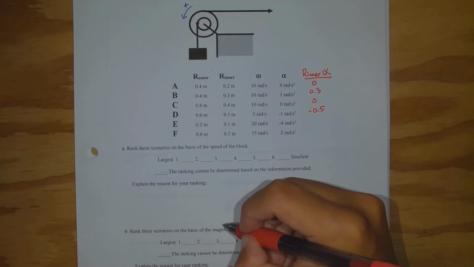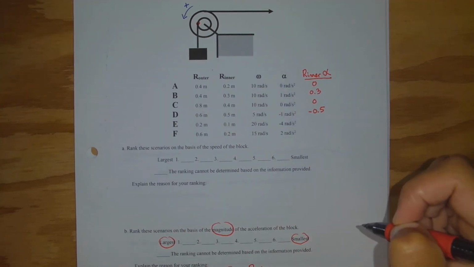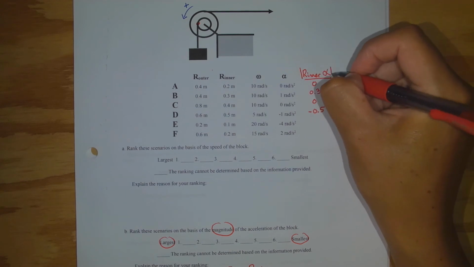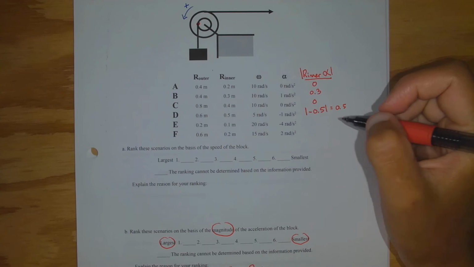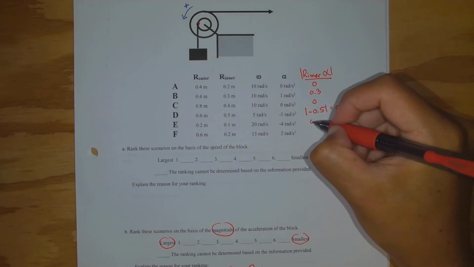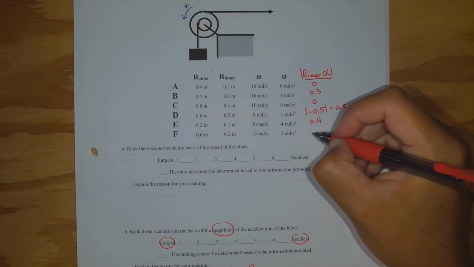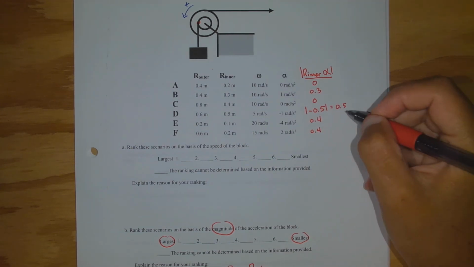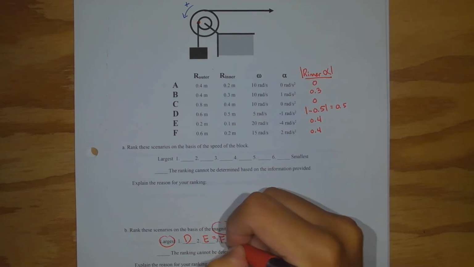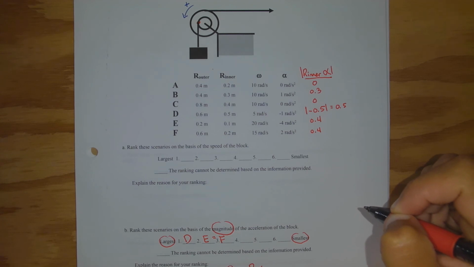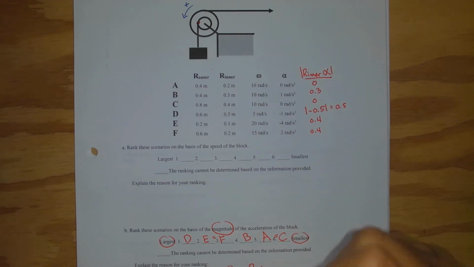But it says the magnitude, and we're going from largest to smallest. So for our ranking, we really want the absolute value. So let's just call that 0.5. Negative 4 times 0.1, if we take the absolute value, that's 0.4. 2 times 0.2, that is 0.4 also. So the largest is D. Then E is equal to F. And then we have B. And A is equal to C.